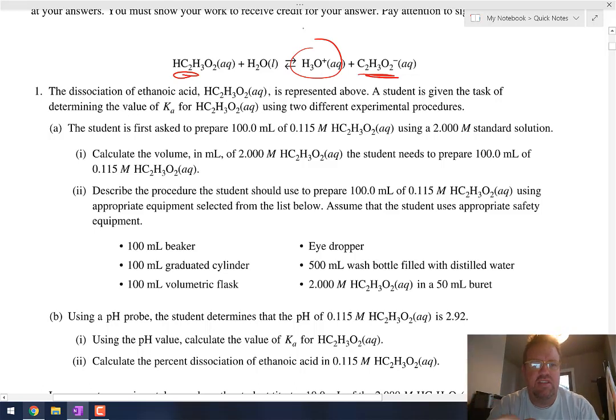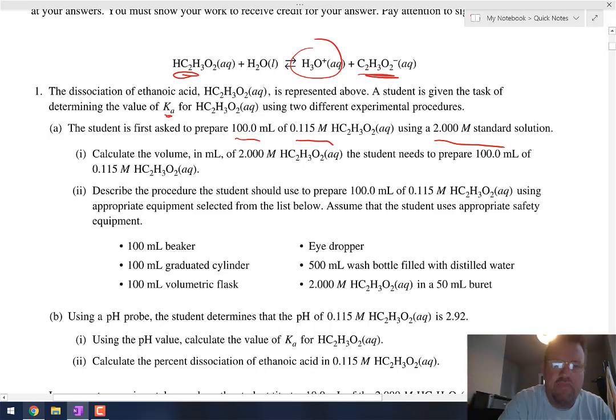A student is given the task of determining the value of Ka for ethanoic or acetic acid using two different experimental procedures. The student is first asked to prepare 100 milliliters of 0.115 molar acetic acid using 2 molar standard solution. Okay, calculate the volume the student needs.